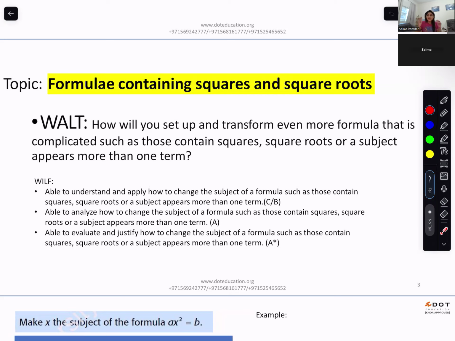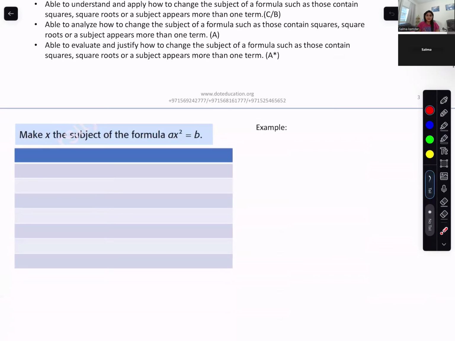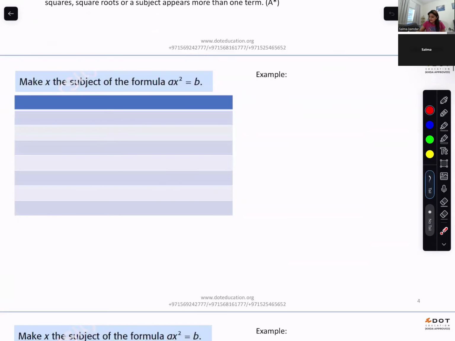When you are supposed to make something your subject, the first thing that you have to do is put that on the left hand side. Subject will appear only once and it will be single. Now look at this question over here. You want to make X the subject. Since you want to make X the subject, you have to remove this A. How do I remove it? I am going to divide both the sides by A.